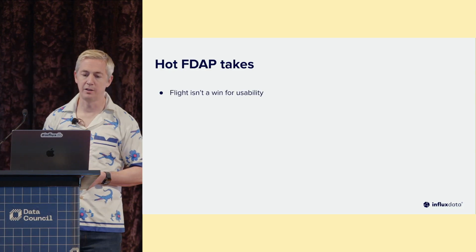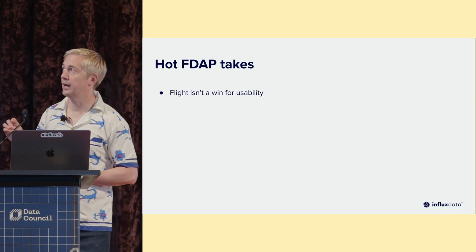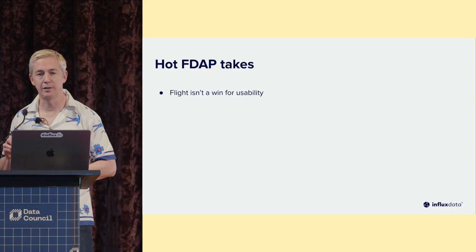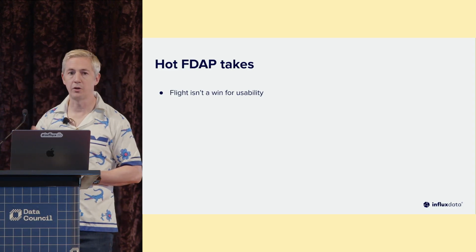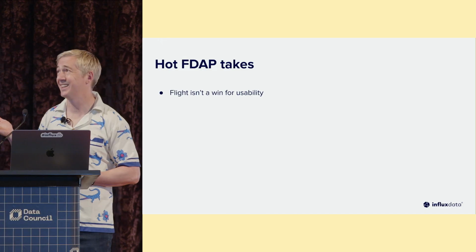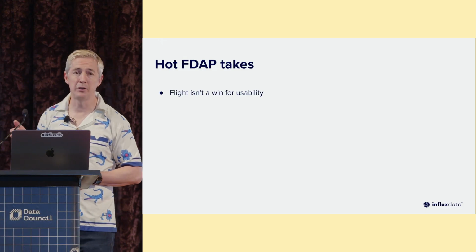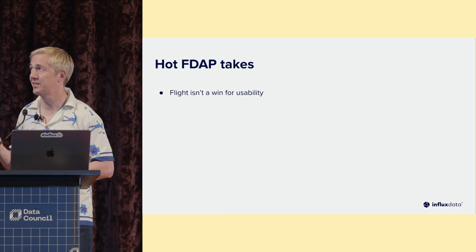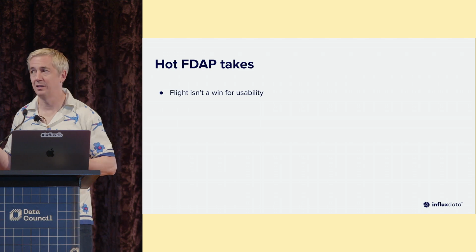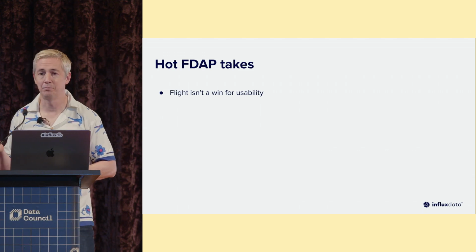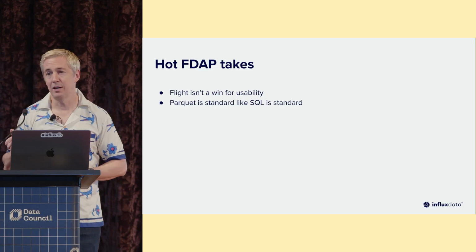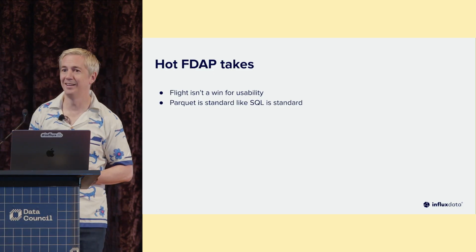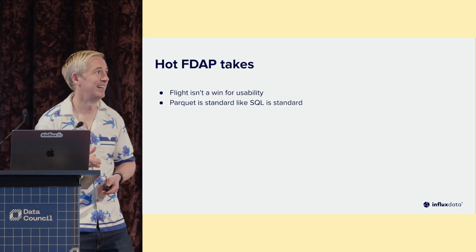So some hot takes on this. Apache Arrow Flight, I don't think is a win for usability. This may just be a temporary situation because the client libraries aren't mature and all this other stuff. But honestly, if you're not moving millions of rows around in a request, people just think an HTTP endpoint with JSON back is easier to work with. Parquet is a standard like SQL is a standard. It's a bunch of different flavors.